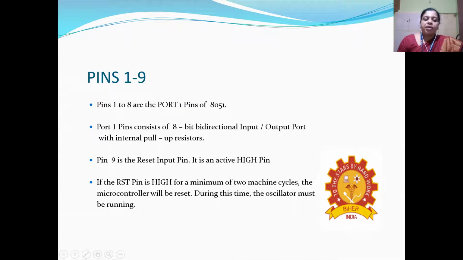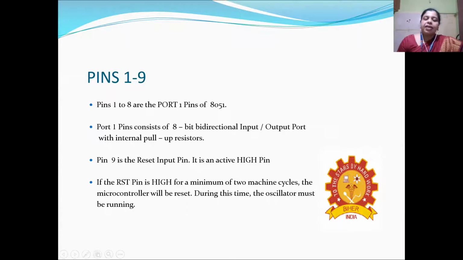So first we'll see pins 1 to 9. Pins 1 to 8 are the port 1 pins of 8051. Port 1 is a dedicated 8-bit bidirectional input output port. I say it is dedicated because it is not allotted any other functions. It is purely acting as a bidirectional input output port, with internal pull-up resistors. That is, if you want to make the signal high or low, that is possible.